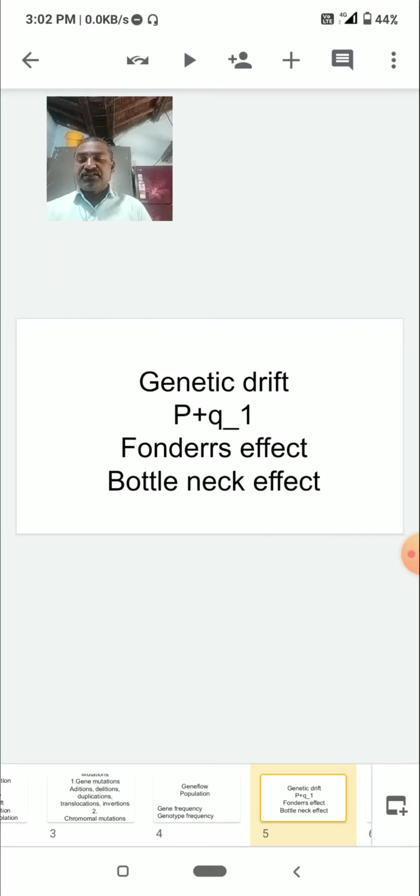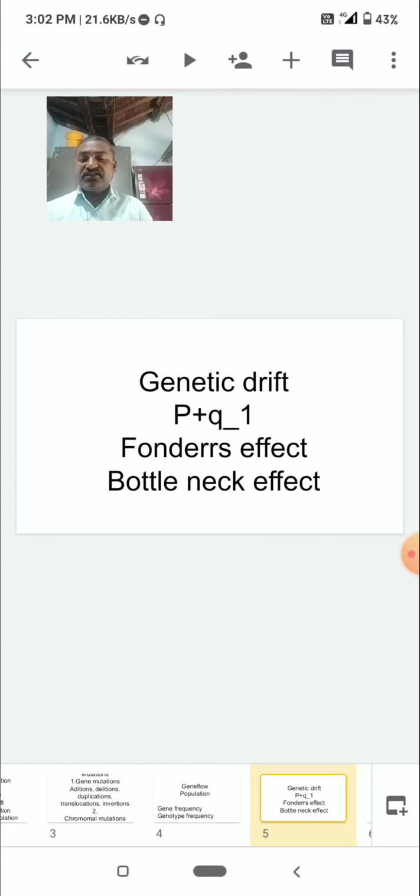Genetic drift is the change in the frequency of a gene that occurs merely by chance and not by selection. Here, by chance, the genotype frequency and gene frequency are changed. In small populations, this is called genetic drift or the Sewall Wright effect.